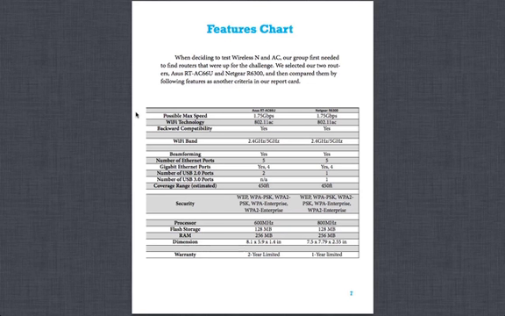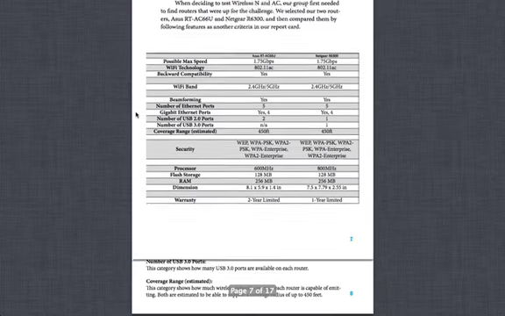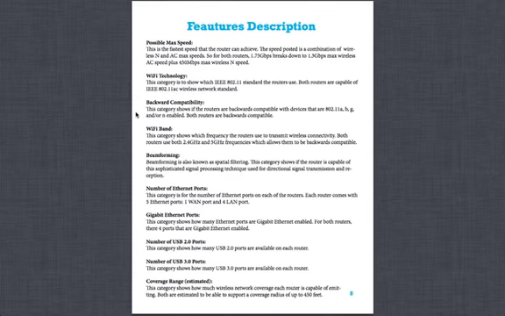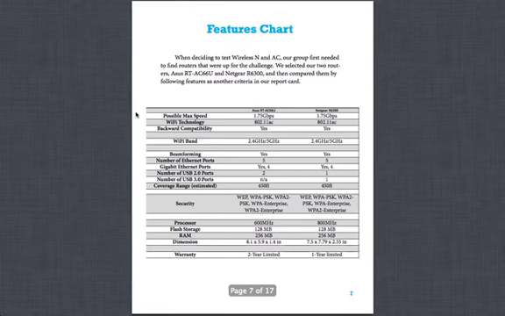Dimension-wise, they're both about the same. The Asus one is slightly smaller, but it does have 3 antennas sticking out of it. The Netgear is just the box. There are no antennas or little bumps that stick out of it. And these are the feature descriptions. This just outlines and describes each of the feature categories we put in the previous chart.